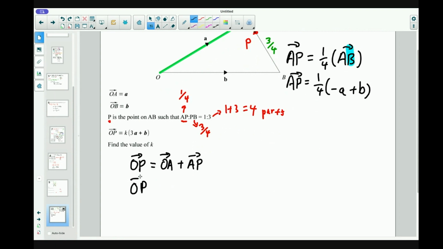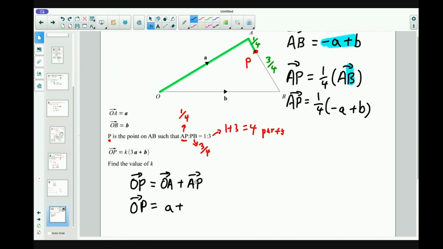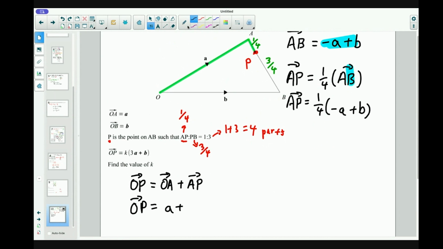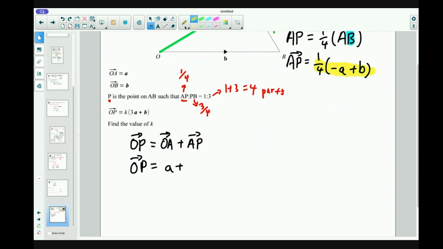OP is equal to vector OA, which we know is just simply A, plus vector AP, which we have just found was 1/4 times negative A plus B. Let's go ahead and write that down. So plus 1/4 negative A plus B.